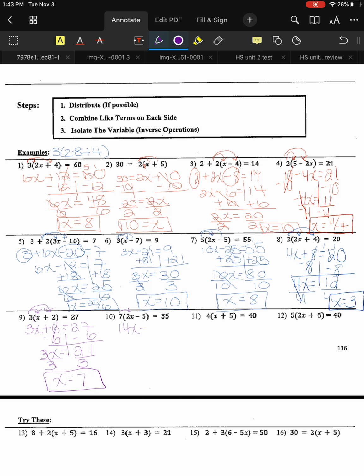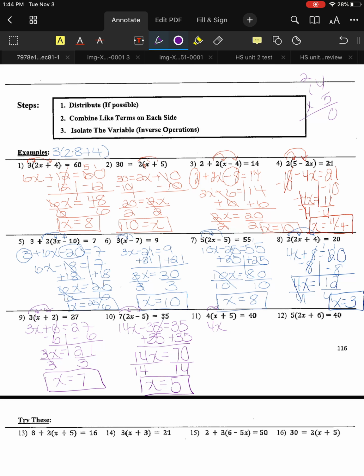Problem number 10, multiply by 7. I get 14x minus 5, 10, 15, 20, 25, 30, 35. The opposite of subtracting 35 is to add 35. So I have 14x equals 70, right? I'm going to divide by 14. I don't believe 14 goes into 70 evenly. 5, 10, 15, 20, maybe 14 times 5. I'll do it up here. 5, 10, 15, 20. Oh, yep, it does. 5 times. So x equals 5. So if it can be simplified, make sure you simplify it.